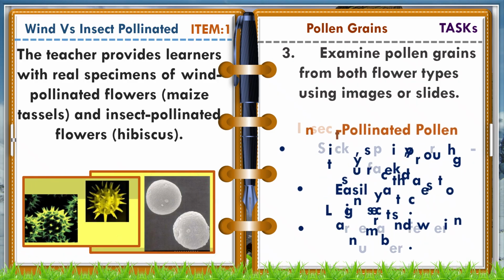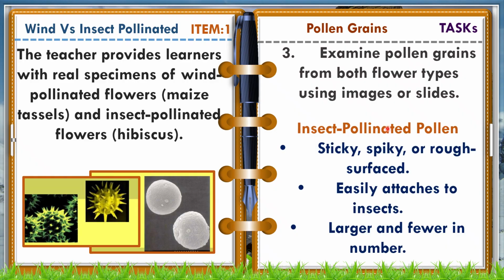Now let us look at insect-pollinated pollen. And we were saying that these ones here are the insect-pollinated pollen. Let us try to see whether the characteristics will conform with their structure. They are sticky, spiky, or rough surfaced. So when you look at them here, you may not see the stickiness, but at least you can see the spikes. They are spiky and they are rough. They have a surface which is rough.